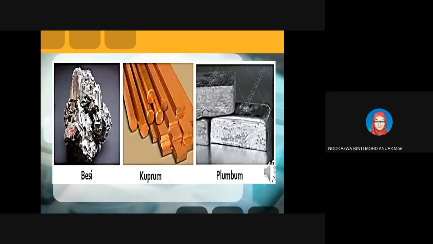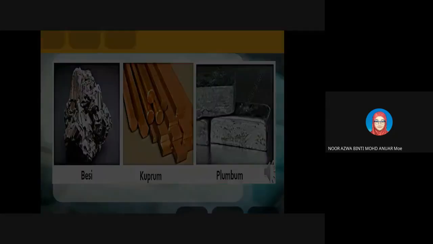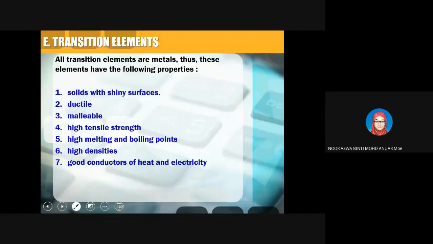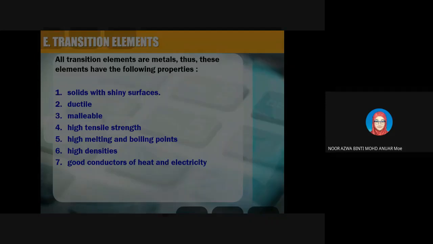Okay, so ini contohlah besi tadi, ferrum, iron, cuprum is copper. Sorry ya, in Malay cikgu baru jumpa slide ni. Okay, and plumbum. Baru tambah Malay slide to this English punya version. Okay, so all transition elements are metals. Thus these elements have the following properties. So ini properties for transition elements. They are solids with shiny surfaces, ductile, malleable, high tensile strength, high melting and boiling points, high densities, good conductors of heat and electricity. Okay, ini dia punya properties lah.